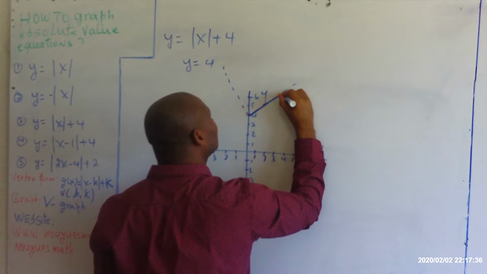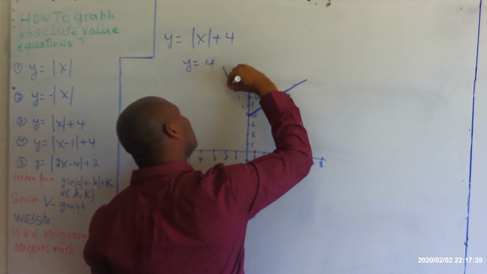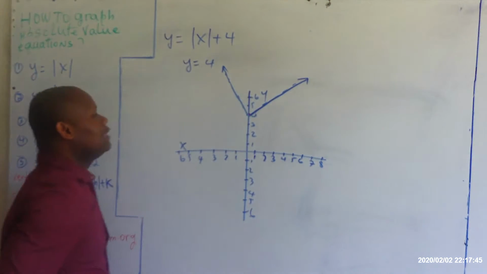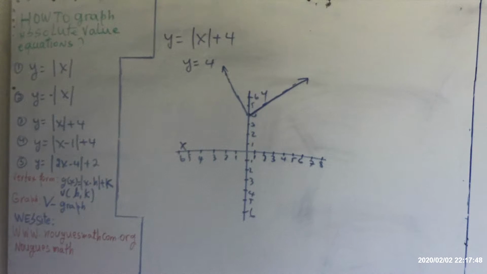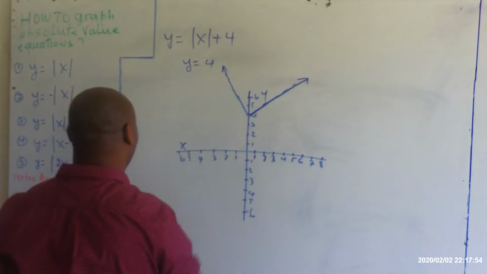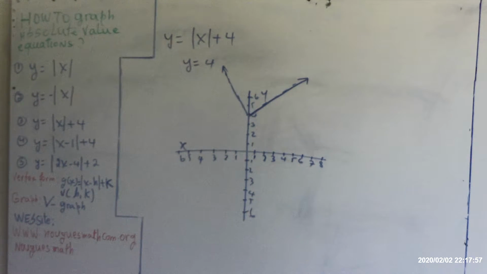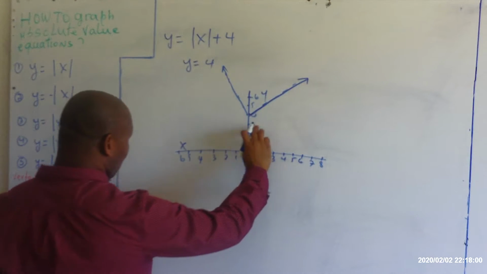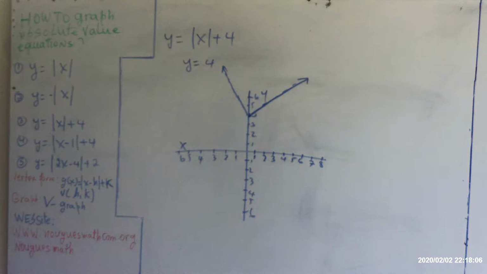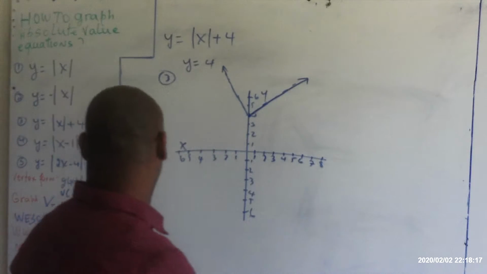This is my graph. That's easy, just check the y-axis. 4 is the y. You know the absolute value of x is x, so the graph will go up on the y-axis. That's the absolute value y equals absolute value of x plus 4, number 3. Very nice graph.